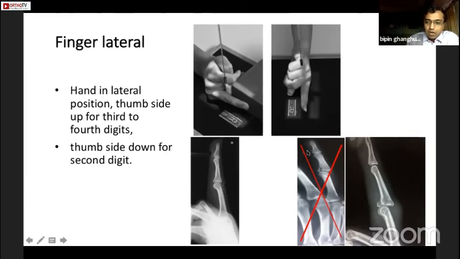This is not a true lateral view, which we usually get in our clinical practice, and patients come with these types of X-rays. If you note these two X-rays, you can see that there is a fracture here. However, when you take a true lateral view, you find that there is a fracture dislocation of the PIP joint.